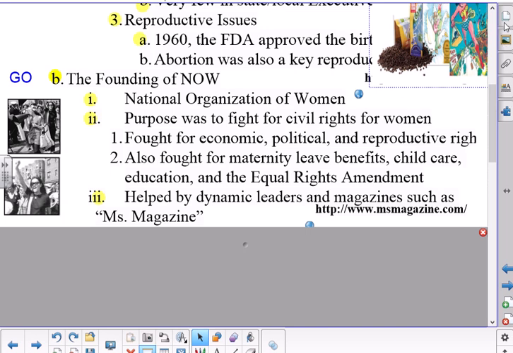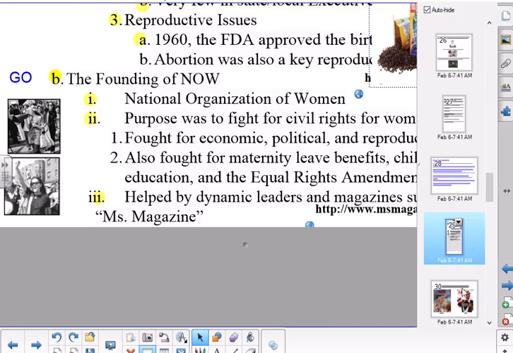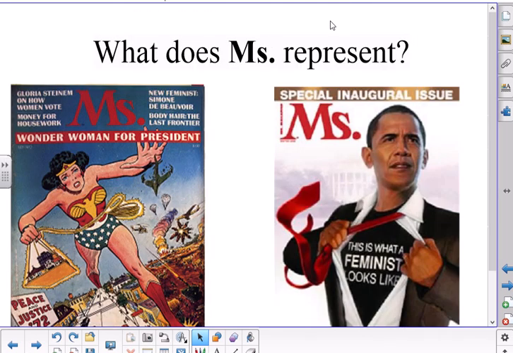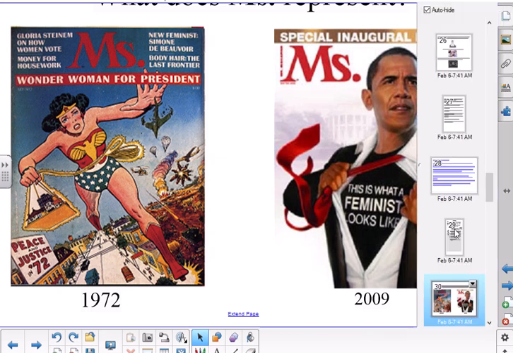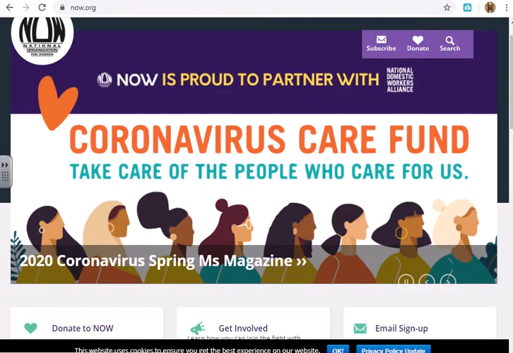Now, today, well, let me go to a more modern issue. Oh, there's the first cover versus a cover in 2009. You don't have to be a woman to be a feminist. You have to be somebody who's in favor of women's rights. And Barack Obama was an individual who said, "Hey, I'm proud to believe in this and to want more equality for women."